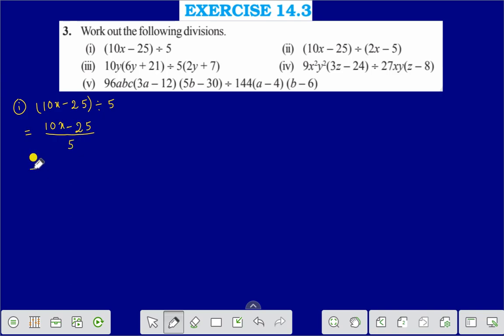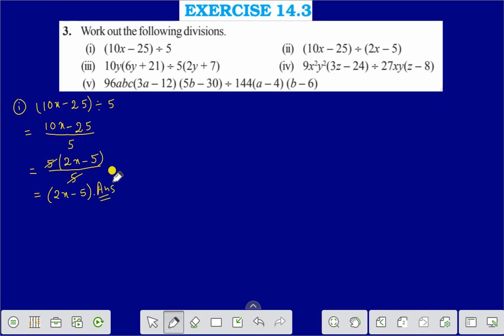If we take 5 as common, then 5 times (2x minus 5) divided by 5. This 5 will cancel and the answer is 2x minus 5. Answer is 2x minus 5, and that is the answer of question number 1.